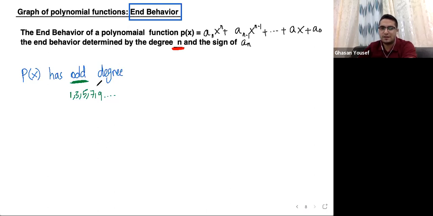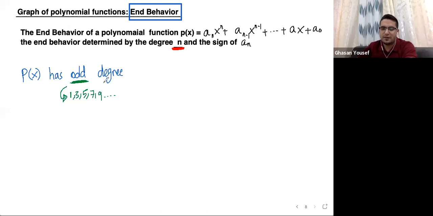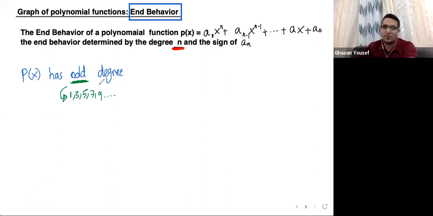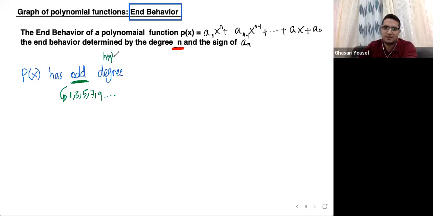What is the meaning of degree? The degree is like the exponent, right? The exponent of the number or the coefficient? Any exponent, or the highest one? The highest. Exactly. So it's the highest exponent. The highest exponent is called the degree. If the highest exponent is an odd number, 1, 3, 5, 7, 9, then I have two end behaviors.